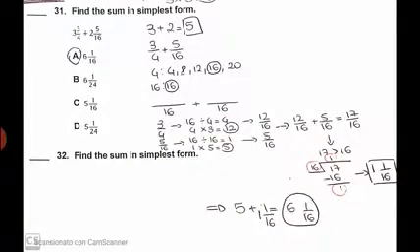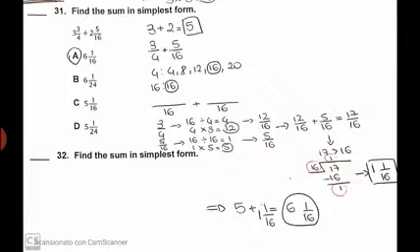Number 31. Find the sum in simplest form. 3 over 4 plus 2 5 over 16. We make first the sum of the two whole numbers, 3 plus 2 equal 5. And then we make the sum of the two fractions, 3 over 4 plus 5 over 16.